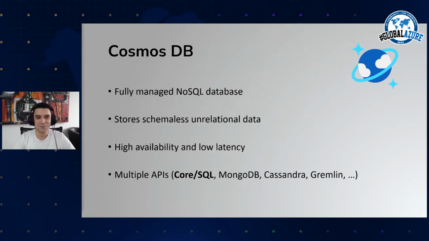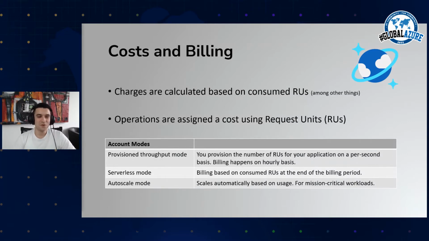Of course, also let's talk about the costs. So when working with Cosmos DB, the charges for every single database query are calculated based on so-called request units, among other things. So every database operation gets assigned a cost using request units. And now there are different billing modes or account modes we can choose from. First, there's the provisioned throughput mode. So this means I reserve a specific amount of request units, and that's what I can use. And that's exactly what I'm going to pay for at the end of the billing period.